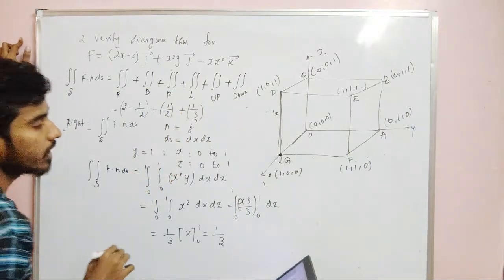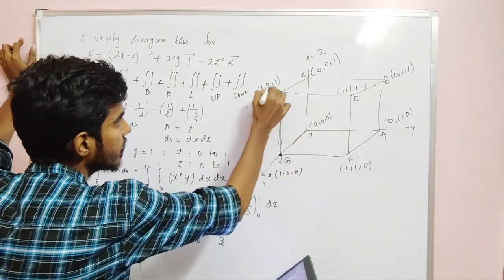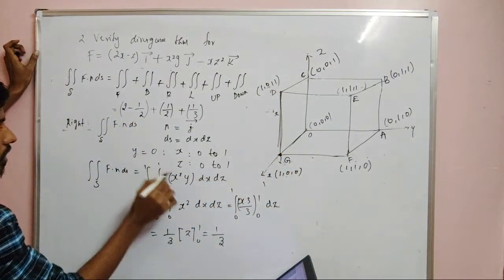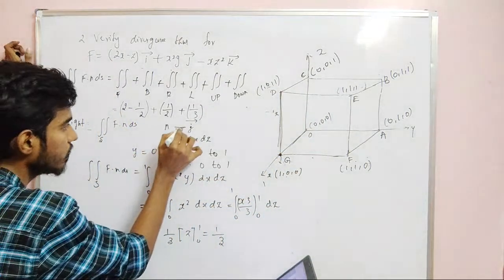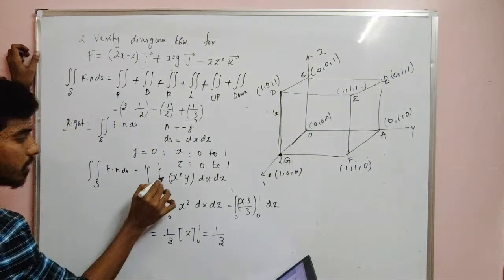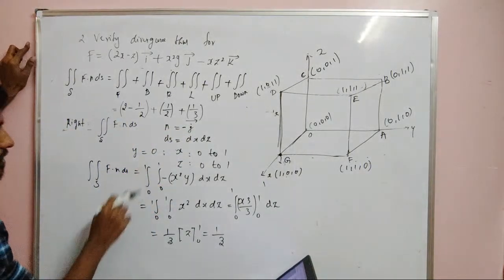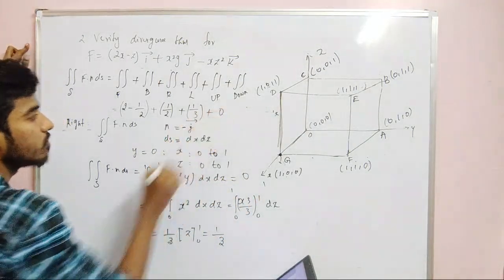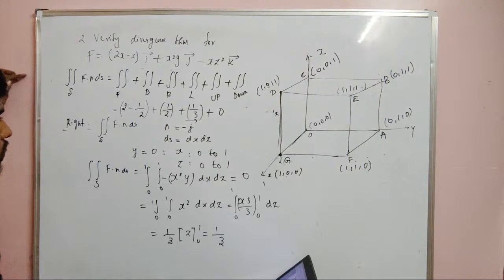Now you will find the left hand side. For the left hand side, y is equal to 0, and x and z are varying, and n will be minus j. So this will be minus of x square y, and since y is 0, this entire term will be 0. Therefore our left hand side will be 0. Now we will find up.